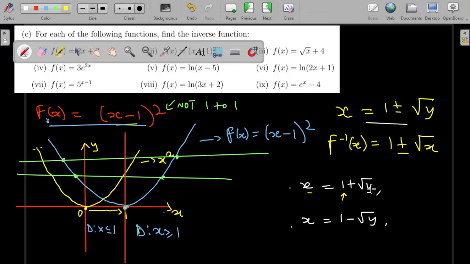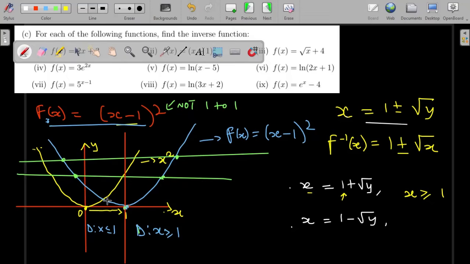But if it's any number, then the value of x will be what? Greater than 1. Okay, so it means this one here will be the inverse that will work if my restricted domain is this guy here. So I'll write x greater than or equal to 1. We'll work with this one here.